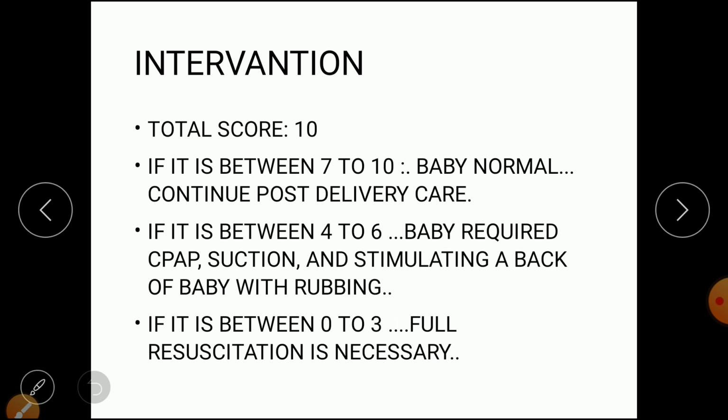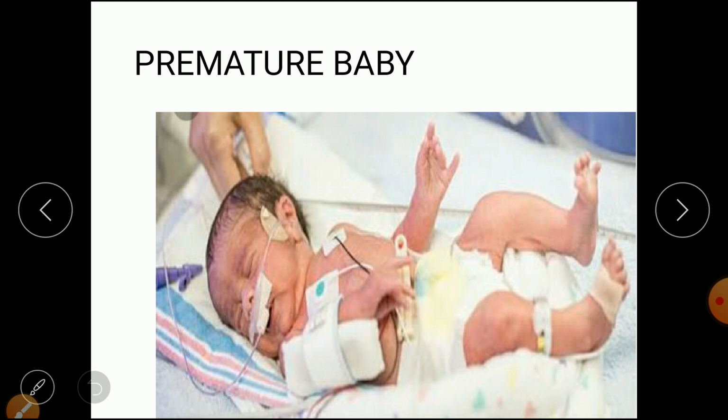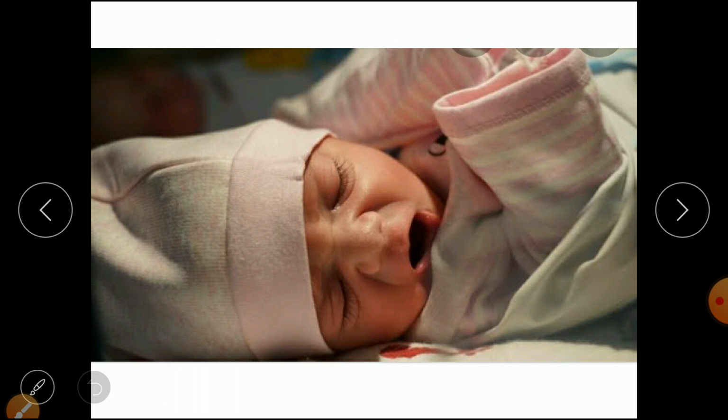If it is between 0 and 3, full resuscitation is necessary. The doctor expects that some babies have a very low Apgar score. That includes premature babies, babies born by cesarean delivery, and babies who had complicated deliveries. In these types of babies, the Apgar score is very low. Here is a premature baby, and here is a normal baby.